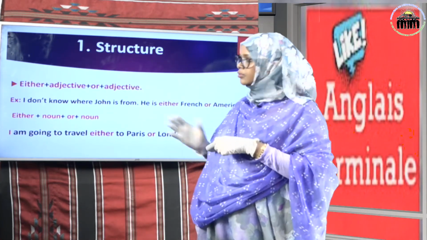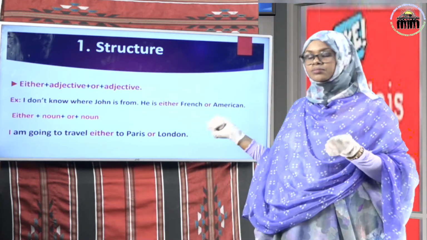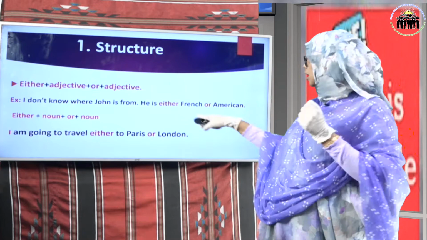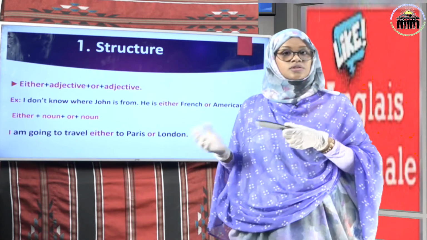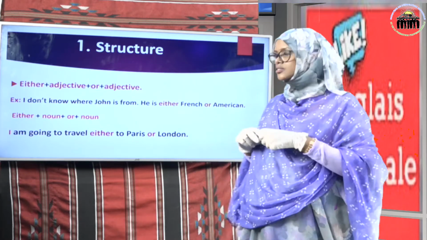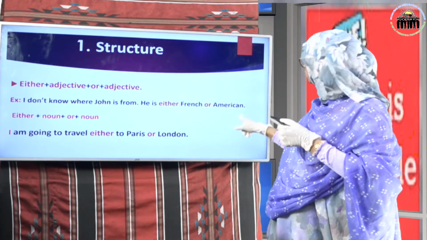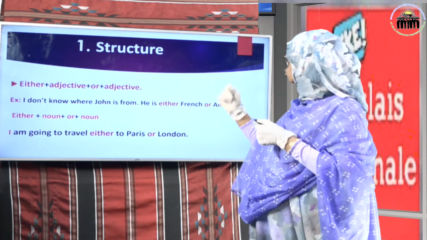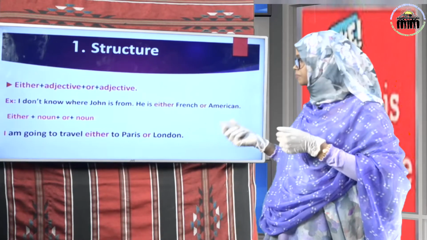Look at the first example. Here's an example. I don't know where John is from. I have two choices. He is either French or he is American. He is either French or American. First choice, French. Second choice, American.